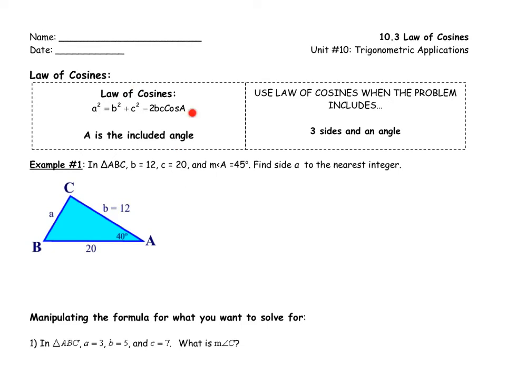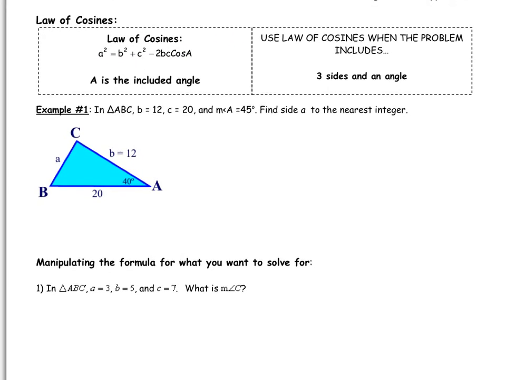So A is the only angle. A, B, and C here are all lowercase letters, so those are sides, and an uppercase letter is an angle. So therefore, we have a whole bunch of sides and one angle. So let's do this by example. Let's look at example number 1.